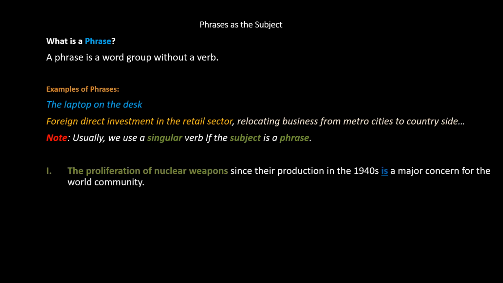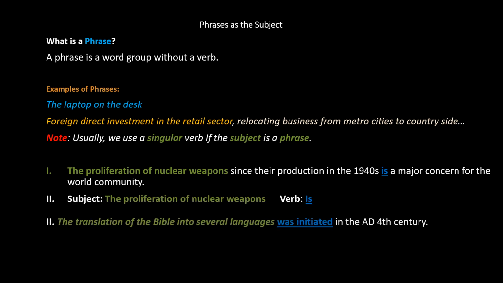Now, observe this example. The proliferation of nuclear weapons since their production in the 1940s is a major concern for the world community. In this sentence, the subject is the proliferation of nuclear weapons and the verb is. Let us look at one more sentence. The translation of the Bible into several languages was initiated in the 4th century. In this sentence, the subject is the translation of the Bible into several languages and the verb is was initiated.